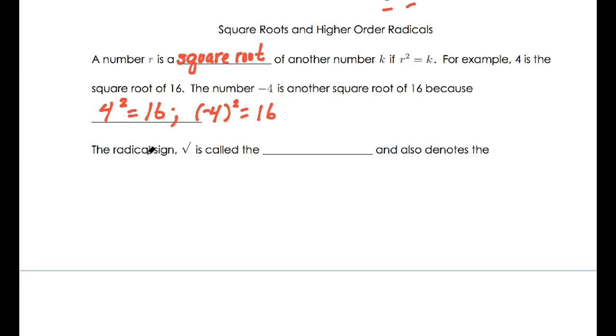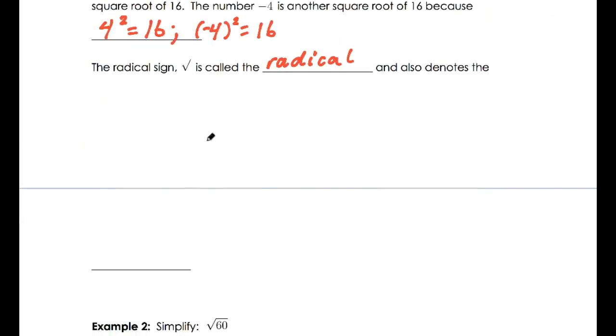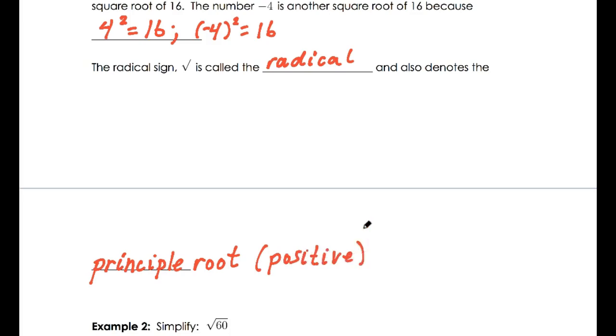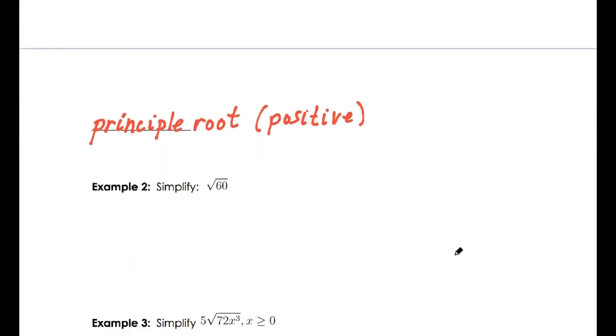The radical sign is called the radical, and it also denotes what we call the principal root. That's the positive root, and it's the one you get on your calculator. So if you do the square root of 49, it's going to give you 7. It's not going to give you negative 7.